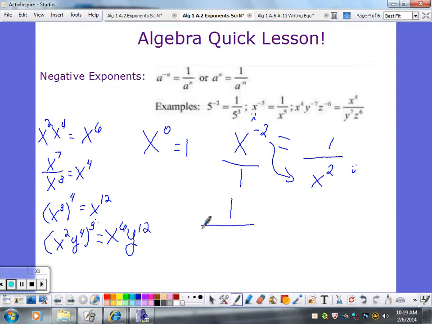So a negative exponent moves you. What if you're already in a denominator? He's unhappy. Where does he want to be? He wants to be on the numerator. So negative exponents kind of move where you belong. If you're in the denominator, go to the numerator. If you're in the numerator, go to the denominator. They can get a little bit more complicated.